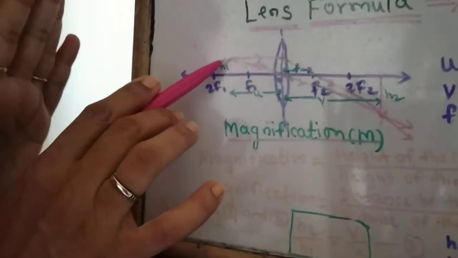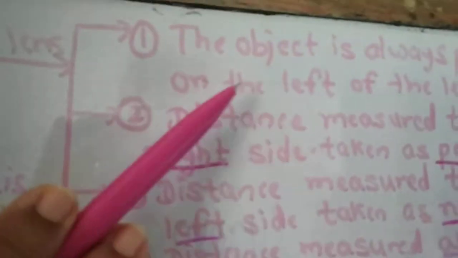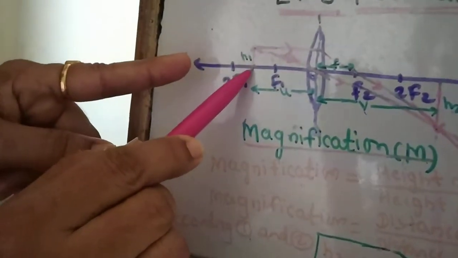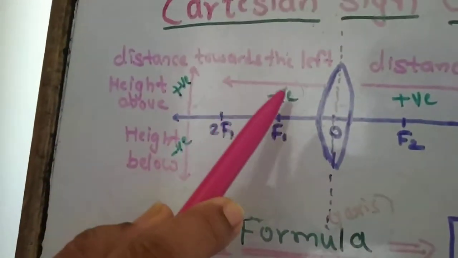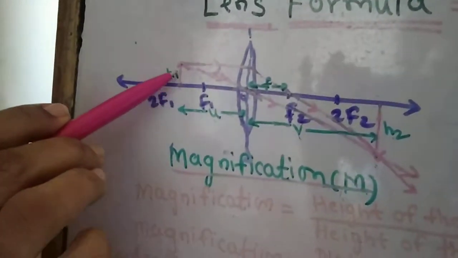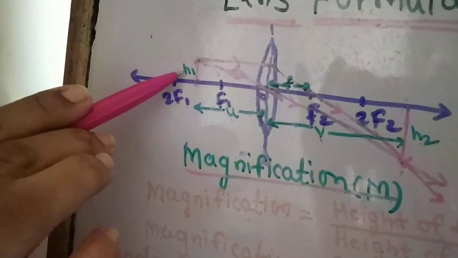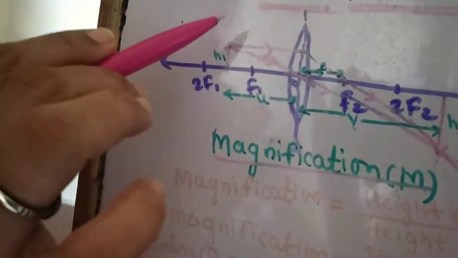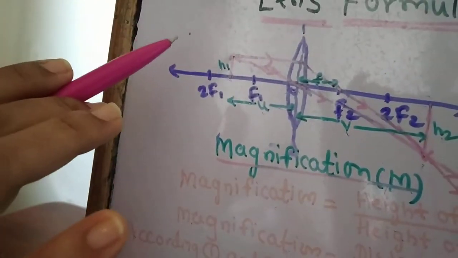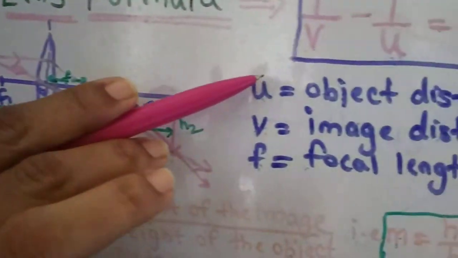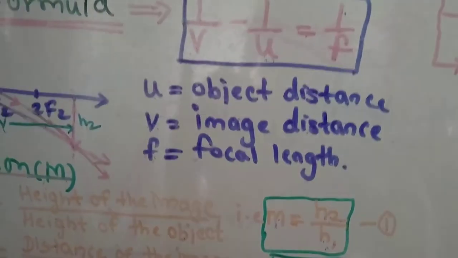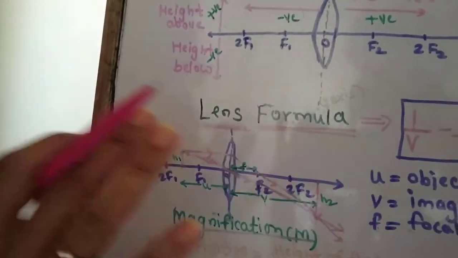The object is always placed on the left side of the lens. Object is placed on the left side of the lens. The distance toward the left side is taken as negative. That's why object distance is always taken negative. Okay? Understood? Object distance, that is U, is always taken as negative. Okay? This is the lens formula.